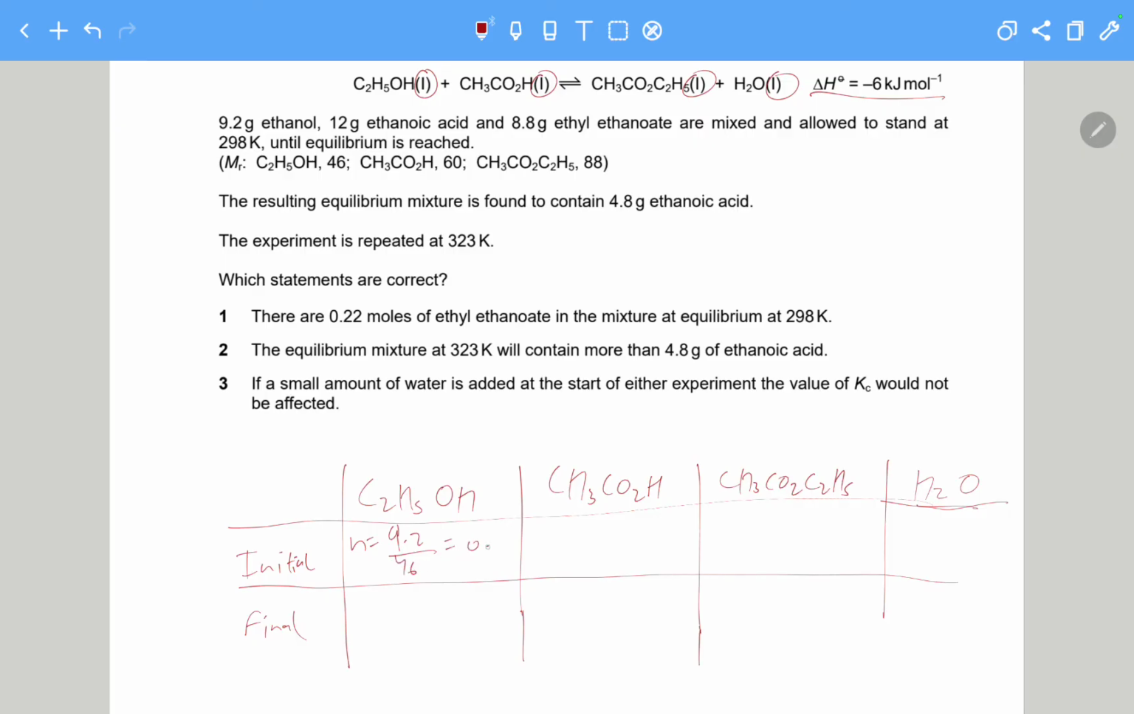46, which is equal to 0.2. n is equal to 12 over 60, which is also equal to 0.2. n is equal to 8.8 over 88, which is equal to 0.1. Some really nice numbers till now.